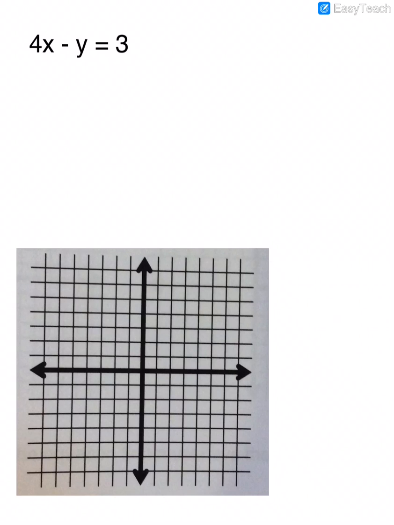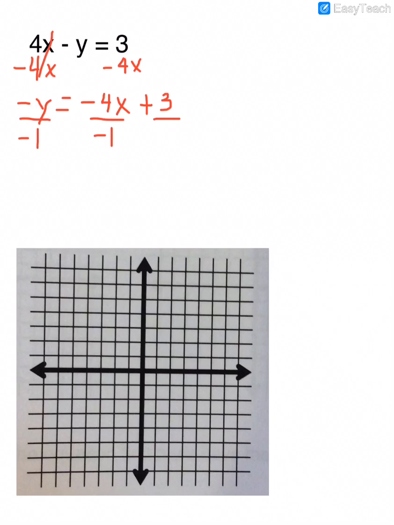Here's another equation that's in standard form, so the first thing we need to do is get it into slope-intercept form. So I'm going to subtract 4x from both sides. And I have negative y equals negative 4x plus 3. Well, the y is almost by itself, but it's negative, and I need my y to be positive. So I'm going to divide everything by negative 1. And that gives me y equals a positive 4x minus 3.